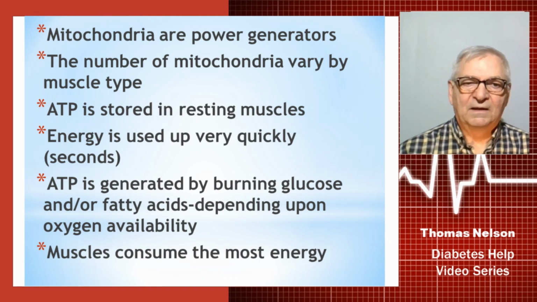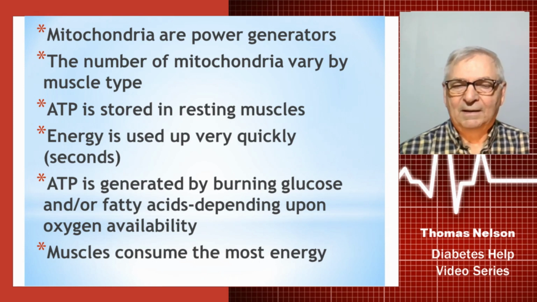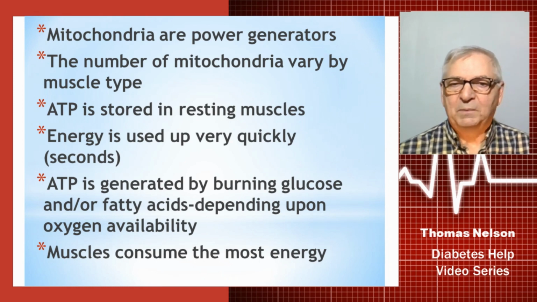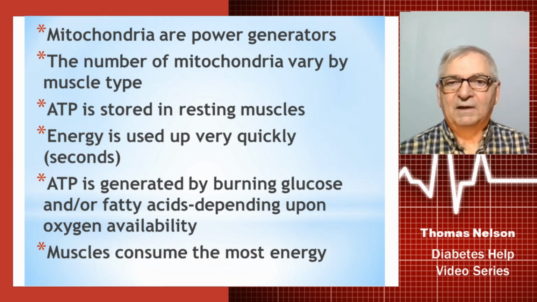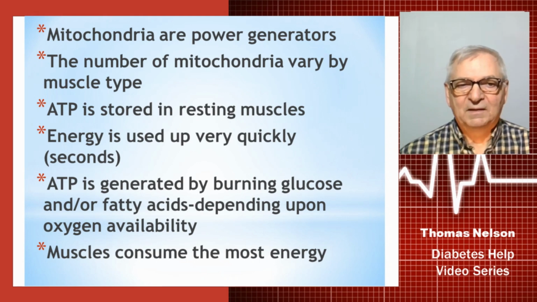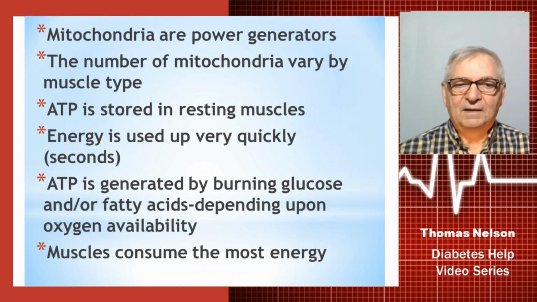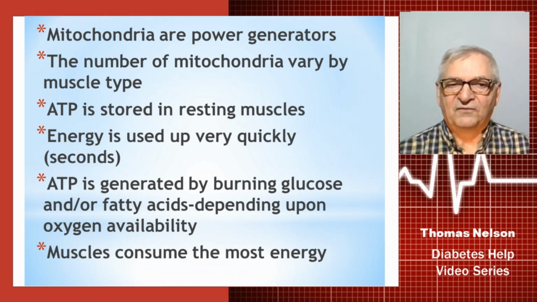The ATP that is stored in them in resting muscles is going to be there in the event that it's needed. If you're a more active person, more ATP will be stored. If you're a couch potato, very little will be stored. So energy is generally used up very quickly, within a matter of seconds. And the ATP is generated by burning glucose and or fatty acids, depending on how much oxygen is available.